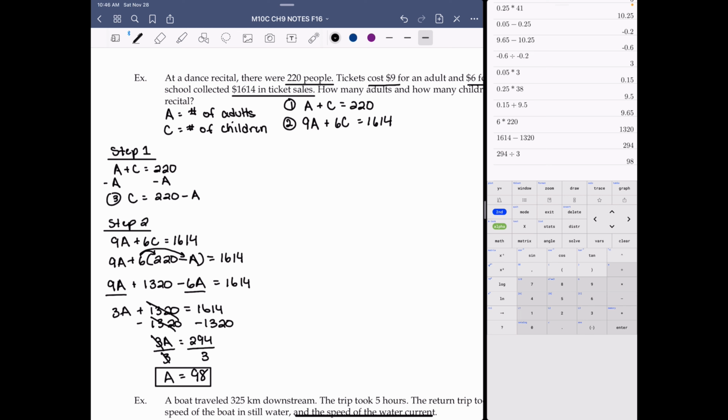Now we need to figure out how many children attended. That's step 3. We know that A is 98. We want to solve for C. I can use equation number 3. C equals 220 minus A. Sub in 98 for A. Use my calculator. 220 minus 98 is 122.